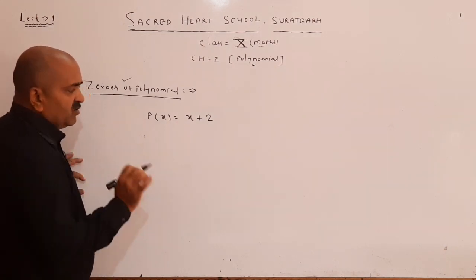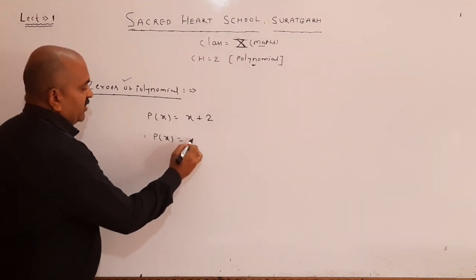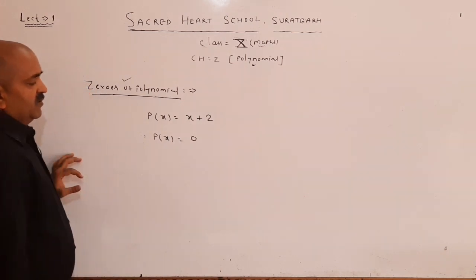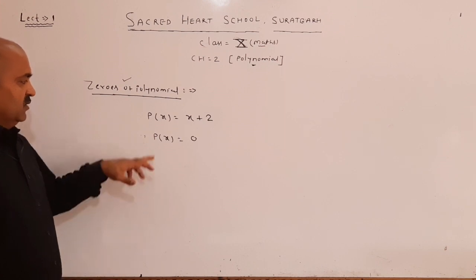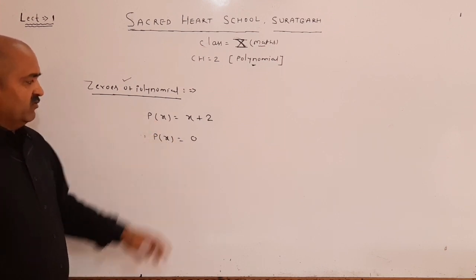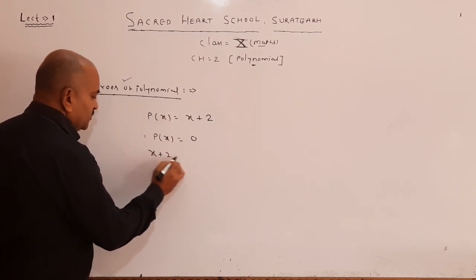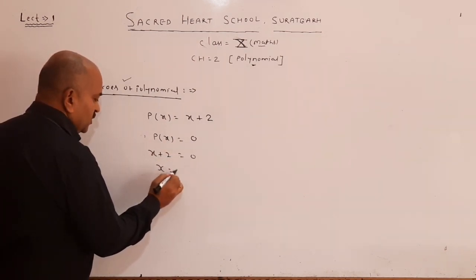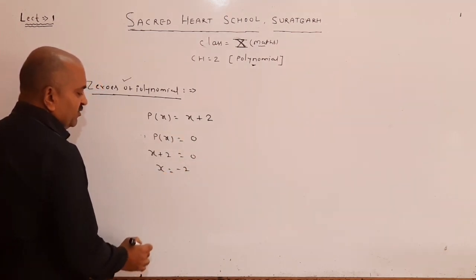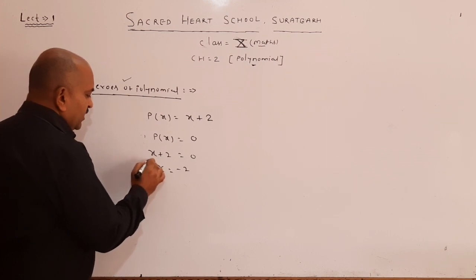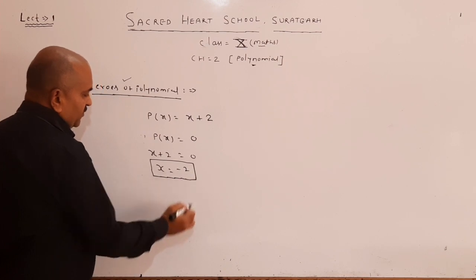So students, to find the zero, we take the polynomial equal to 0. What is the value of p of x? x plus 2 equals 0. We transpose plus 2 to the right hand side, x equals minus 2. So x equals minus 2 is the zero of the polynomial.